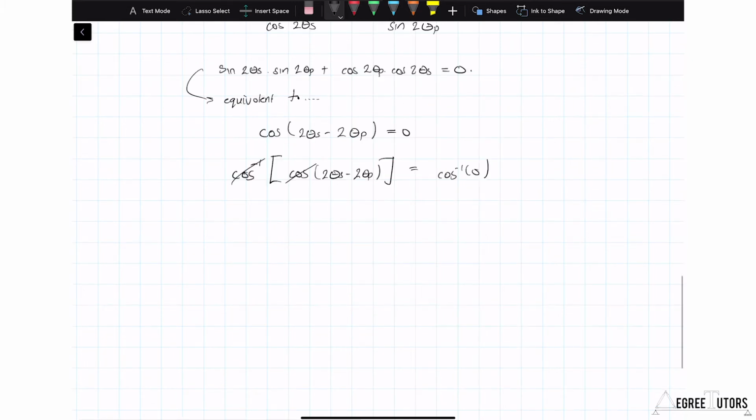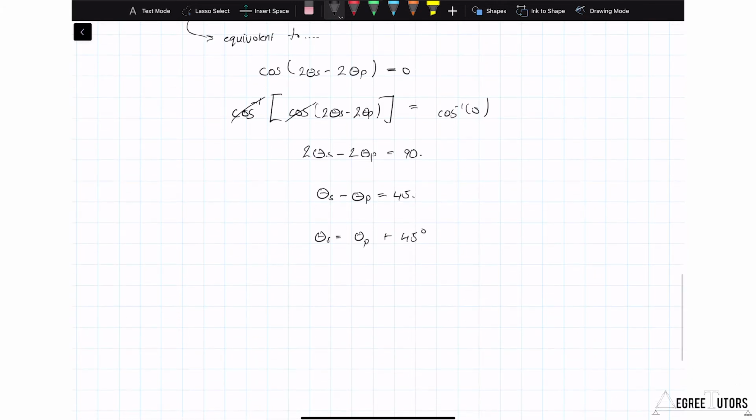Well, obviously that's going to cancel with that, and you're going to end up with 2 theta s minus 2 theta p. Inverse cosine of 0 is 90. All right, and we're starting to get closer now. Divide across by 2, and we'll say theta s minus theta p is equal to 45, and so here we go. Theta s is equal to theta p plus 45 degrees.